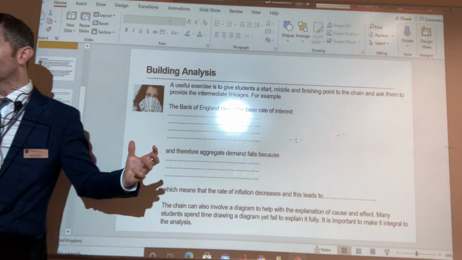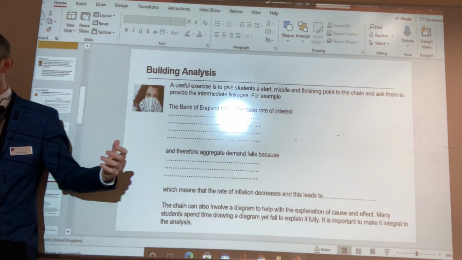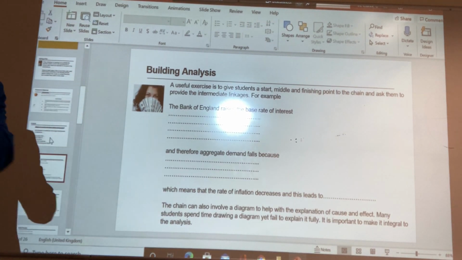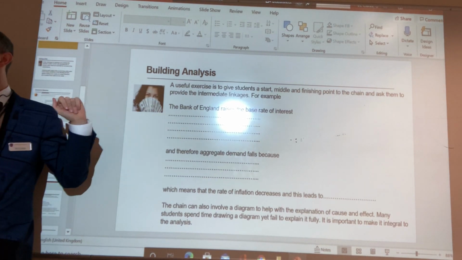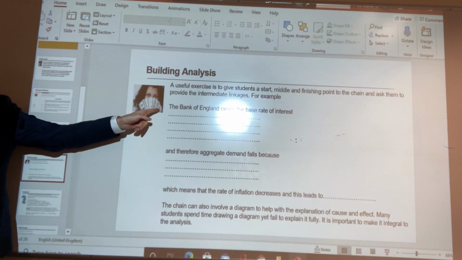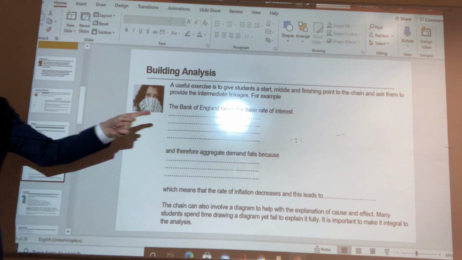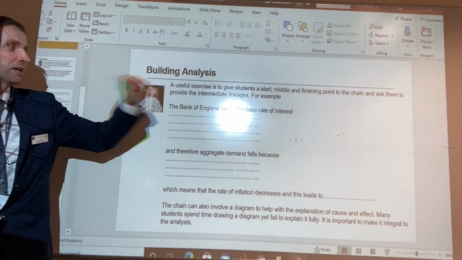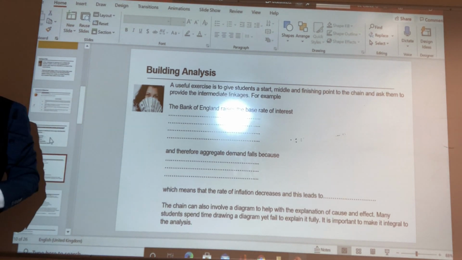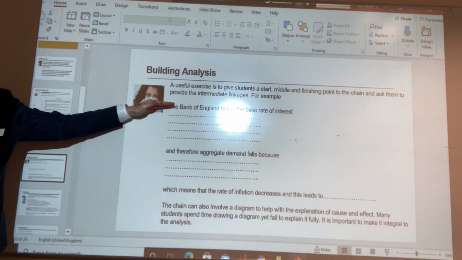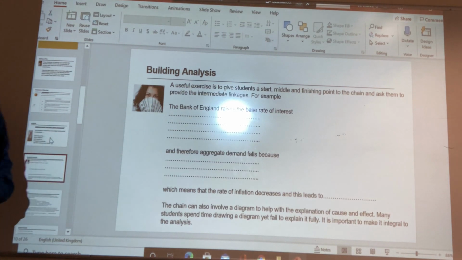And given that we've just been looking at monetary policy and the base rate, which is very interesting, Emily, monetary policy and the base rate, how appropriate it is that we should have this particular start point. So let's just have a little go at this. The Bank of England raises the base rate. Isaac? So we'll need something filled in there.